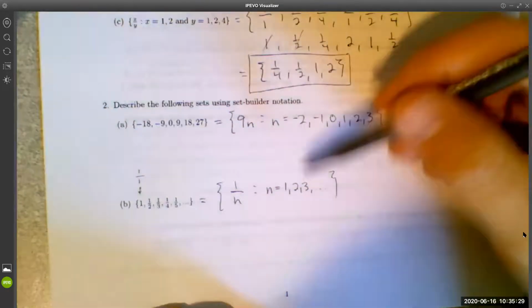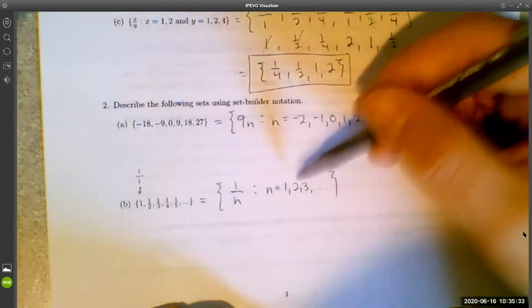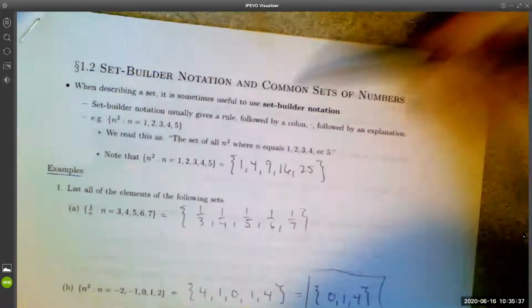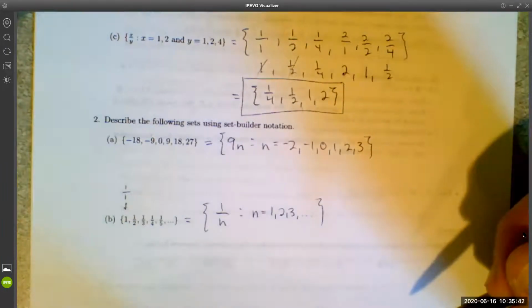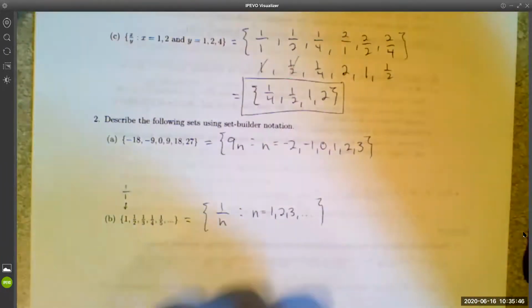We'll have a better way to describe these sets in a second. This set of numbers is called the natural numbers. We're going to talk about that when we talk about common sets of numbers. But anyway, that's a good set builder notation for this roster.